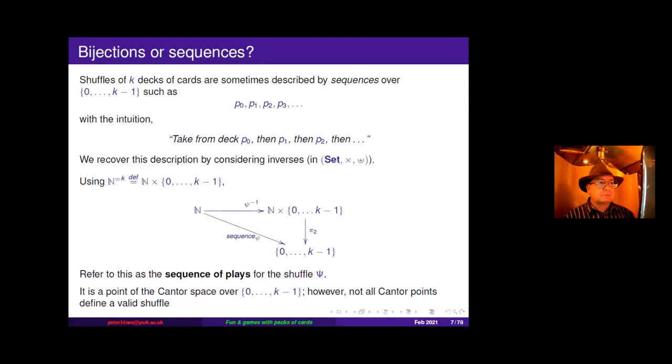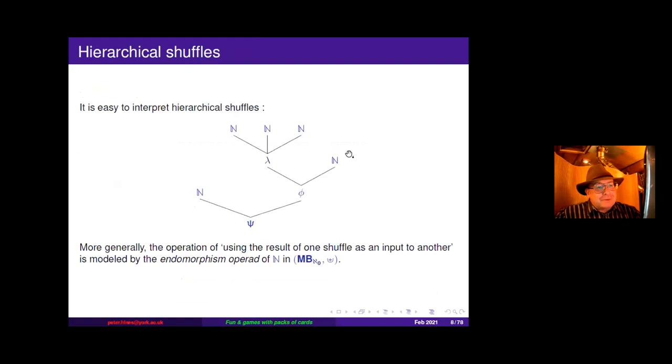And well, I think it's quite easy to see where we're going from here when we want to interpret hierarchical shuffles. We're simply going to model the operation of using the result of one shuffle as the input to another shuffle within the endomorphism monoid of the natural numbers.